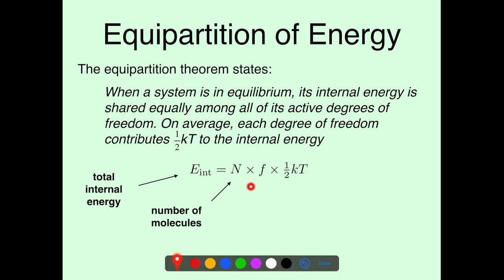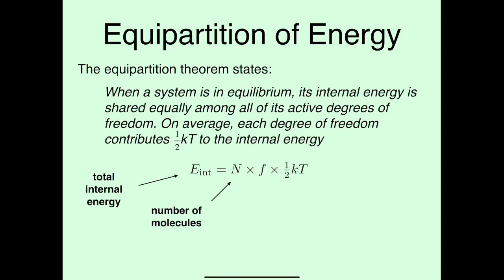And the rest of the expression over here just represents the energy that each molecule has. So think of this as saying it's the number of molecules we have times the average energy that each molecule has. If we do that multiplication, we'll get the total energy that all of the molecules have.